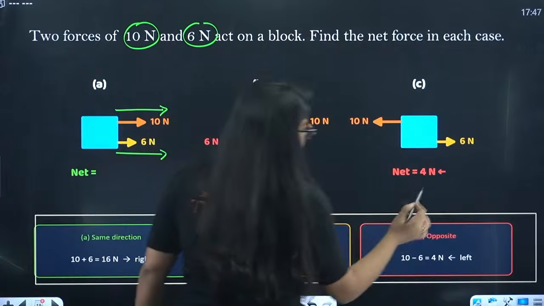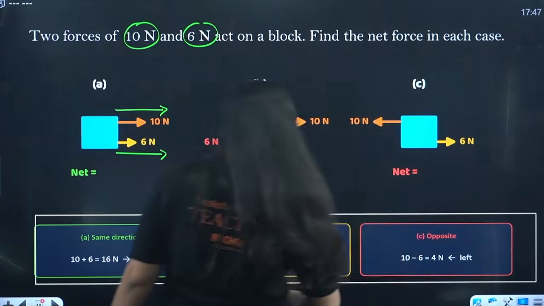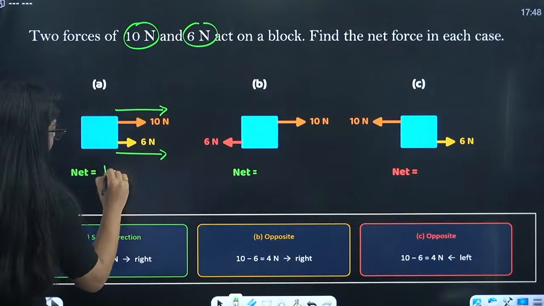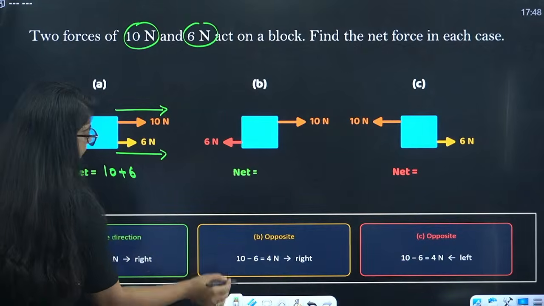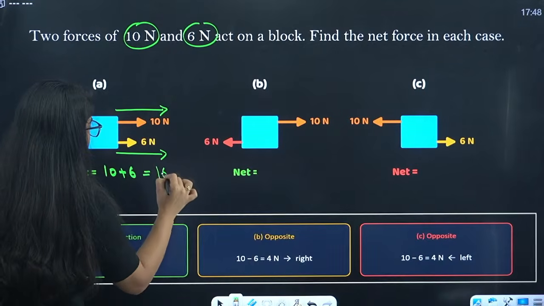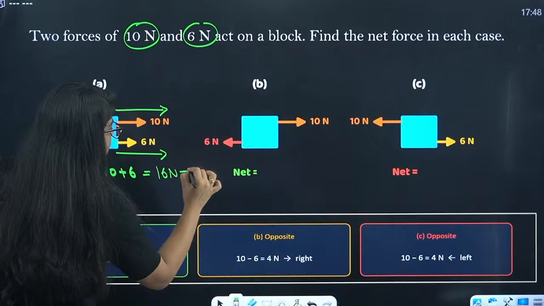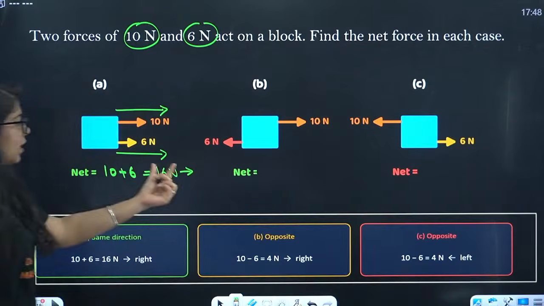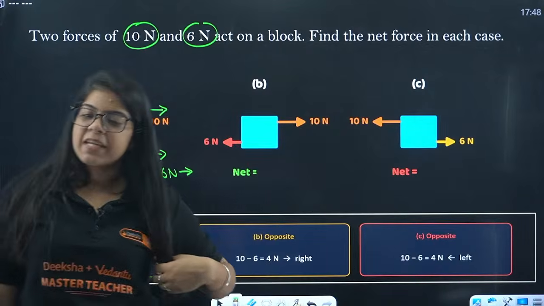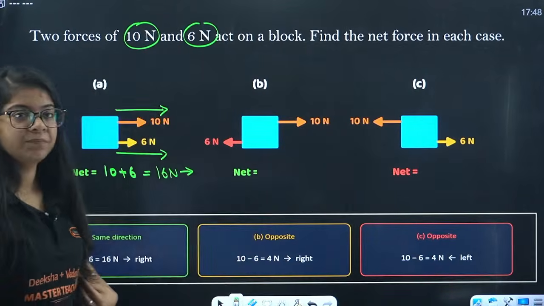We will do the calculation by ourselves. Both of these forces, 10 Newton plus 6 Newton, will simply add up. And this will be 16 Newton on which side? On the right hand side. So you can describe it with this arrow as well. Okay, done.